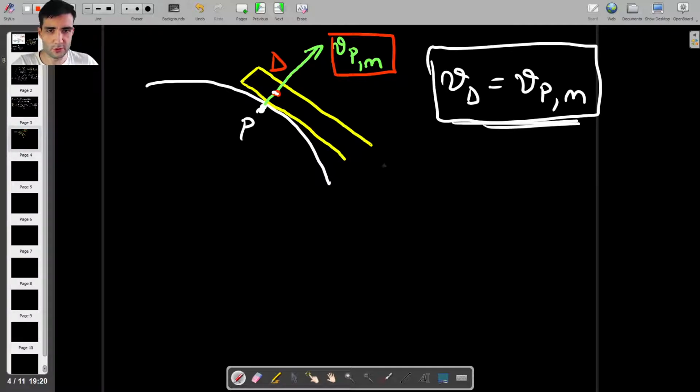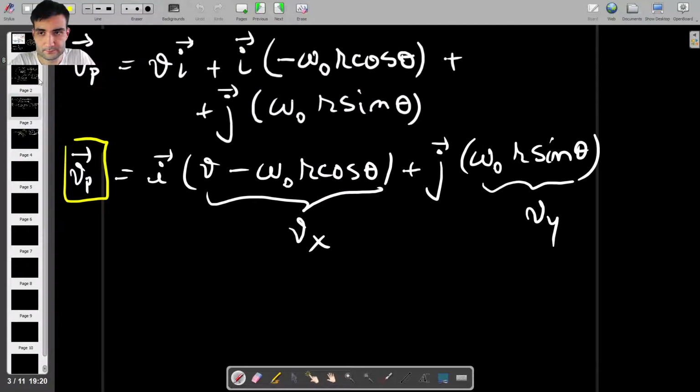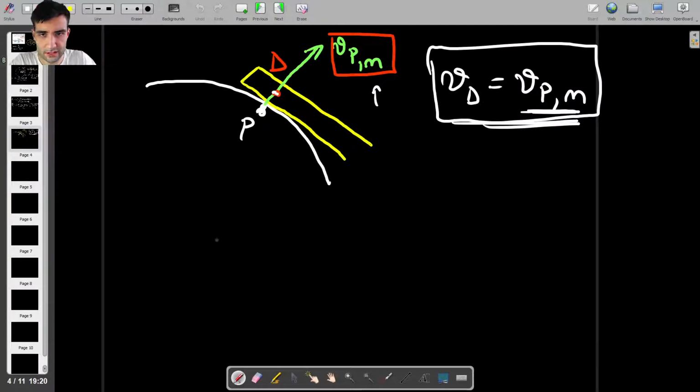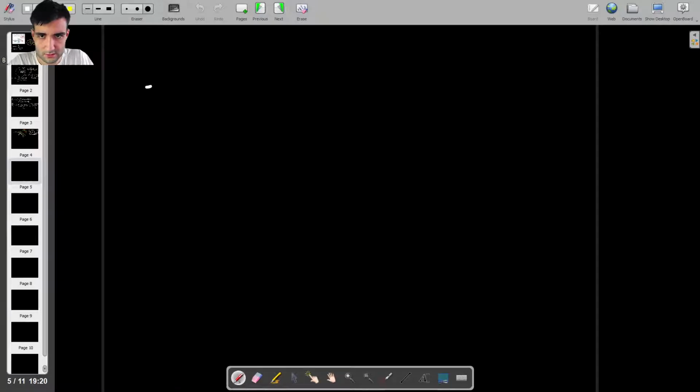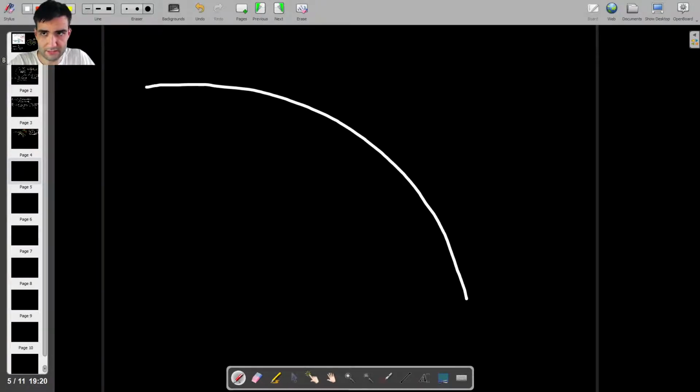Okay, so the velocity of point D, in other words, the driving velocity of the lever's motion, is due to the normal component of the velocity of P. Okay, so let's try to find out what this normal component is based on what we already know. So if I try to draw this again without the lever this time, I'm just going to draw a point P right here.